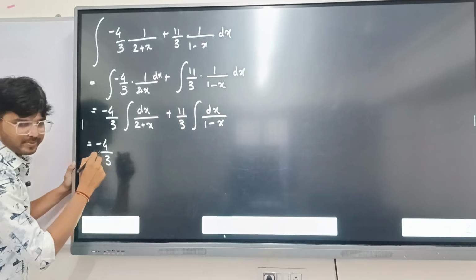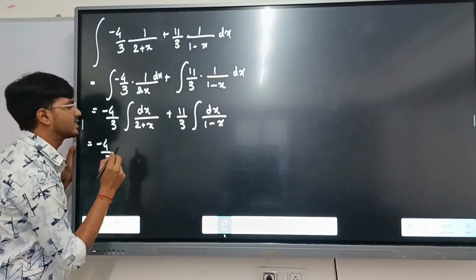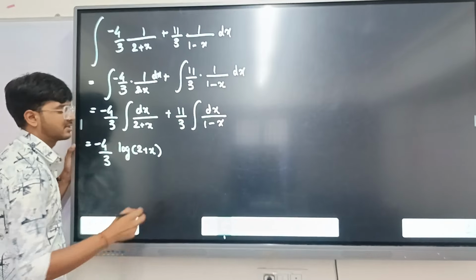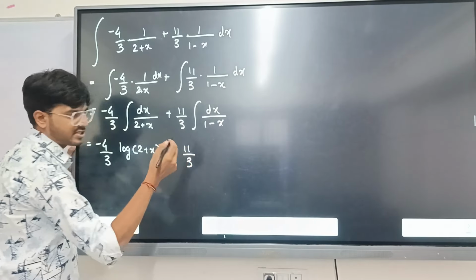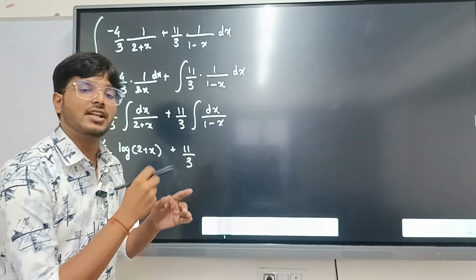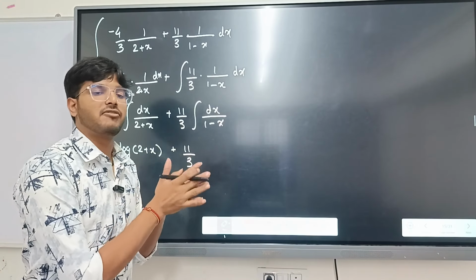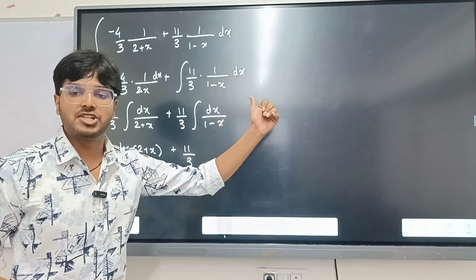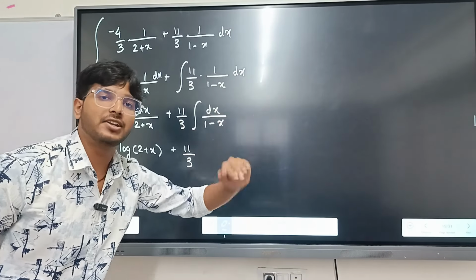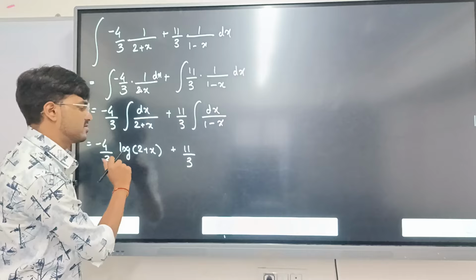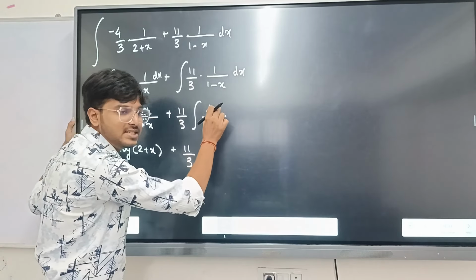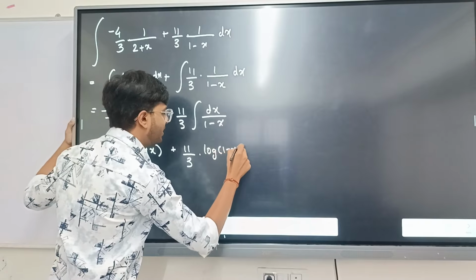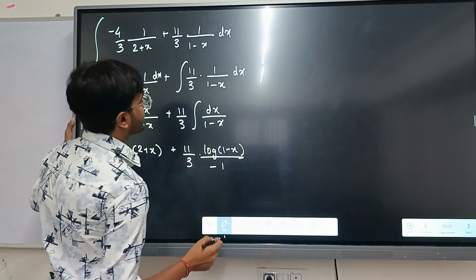What is integration dx by x? Log x. So integration dx by 2 plus x would be log of 2 plus x, plus 11 by 3 integration of dx by x is log x. Let's say instead of x we have ax, it will be 1 by a, that is the coefficient of x. Whatever is there in the coefficient of x, we get it in the denominator. Here the coefficient was 1, so we got 1 in the denominator. Here the coefficient is minus 1, so we'll get that minus 1 in the denominator. So log of 1 minus x divided by minus 1.